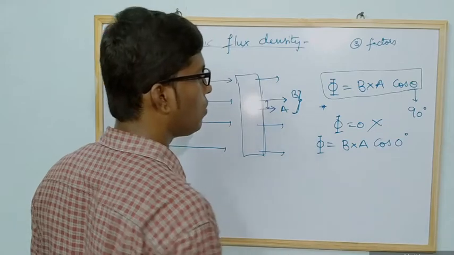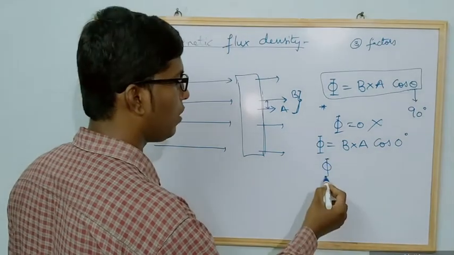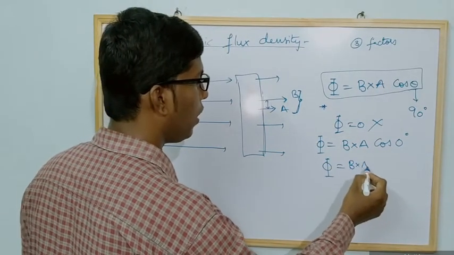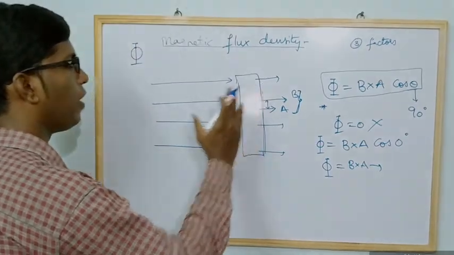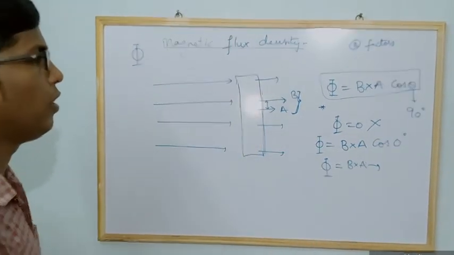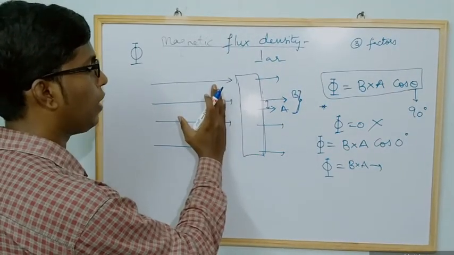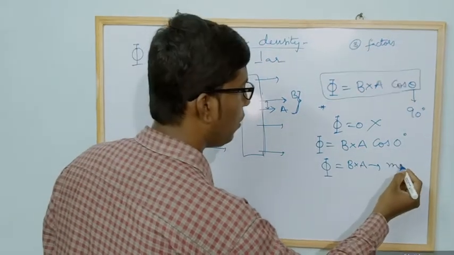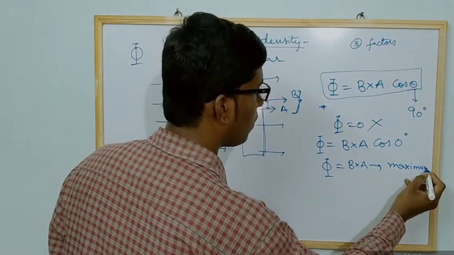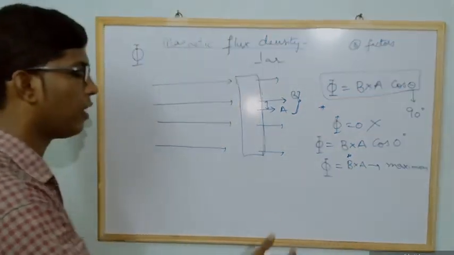So cos 0 is nothing but 1. So flux phi is equal to B into A. So what we can say, when a plane is placed perpendicular to the area of the surface to the magnetic field lines, then flux will be maximum. This is very important. Sometimes you may get it in the exam also.